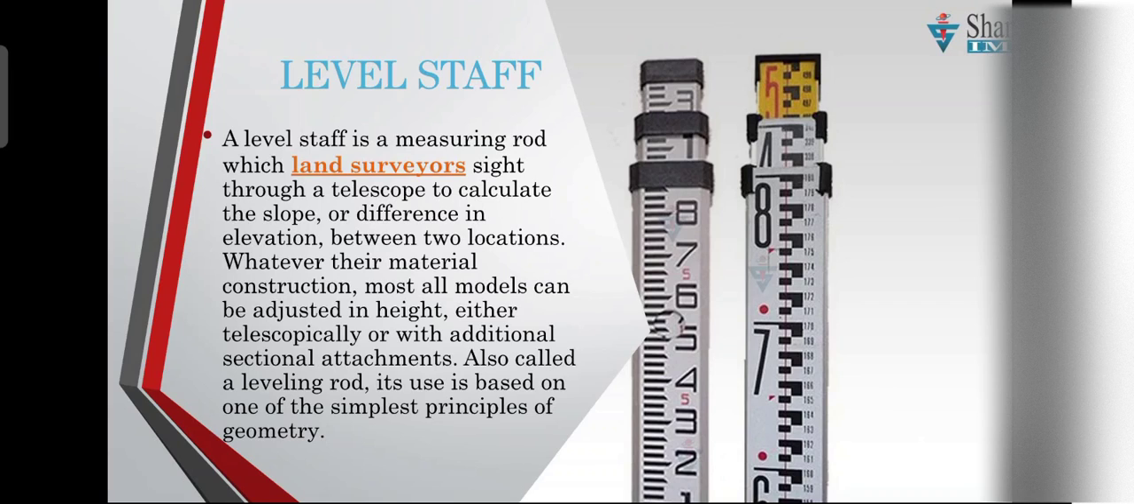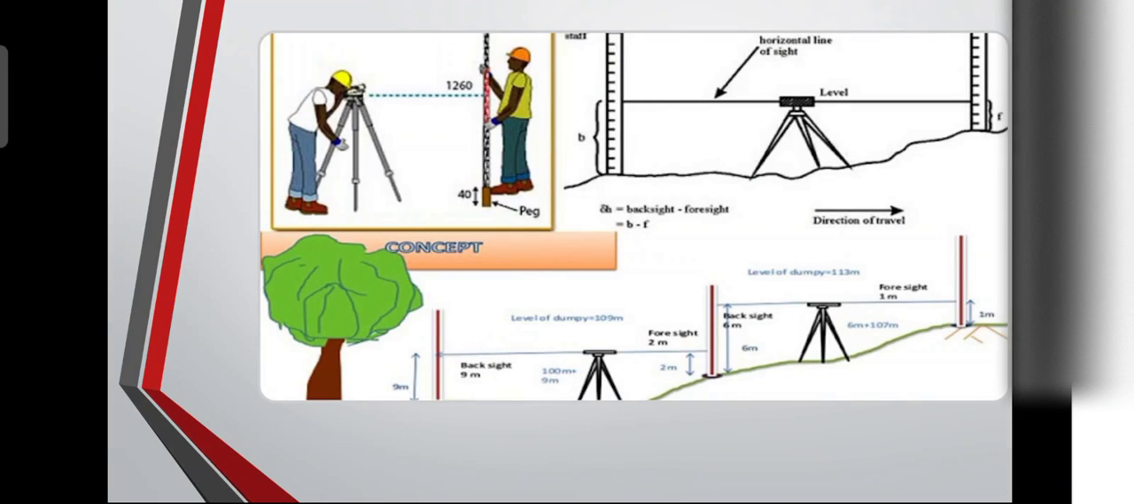After this, we will look at how staff readings are taken. As shown in this diagram, it shows how two surveyors are taking the staff reading and how the level setup is being set in a surveying ground.